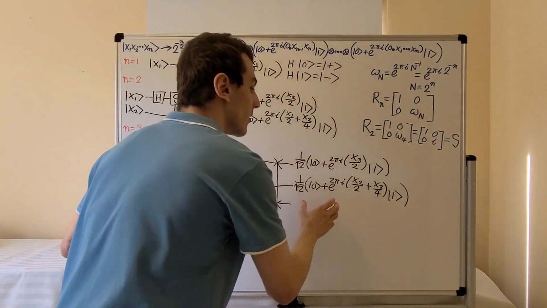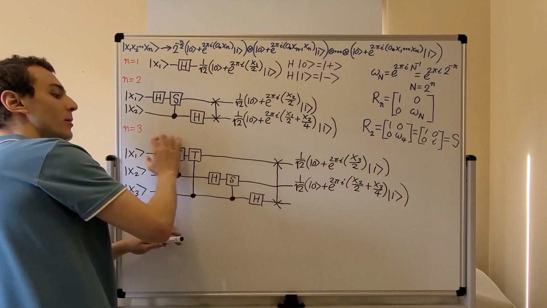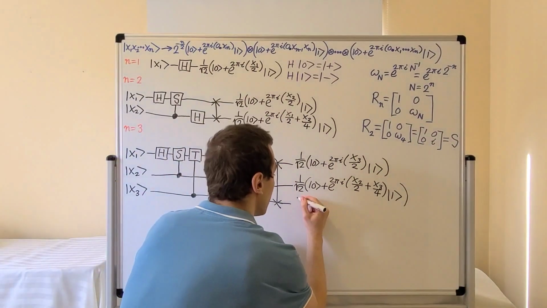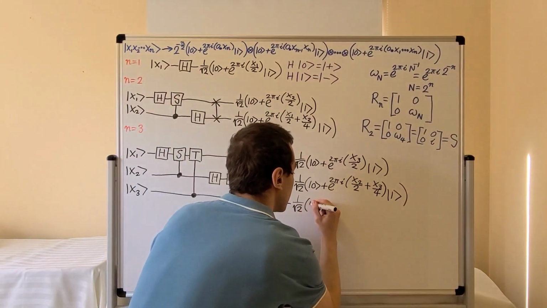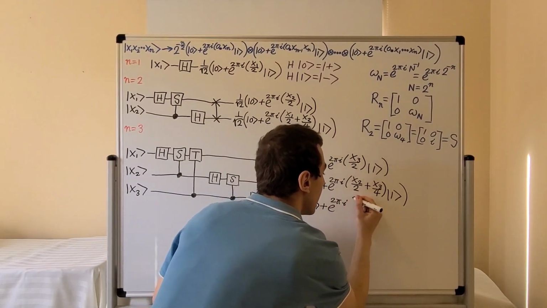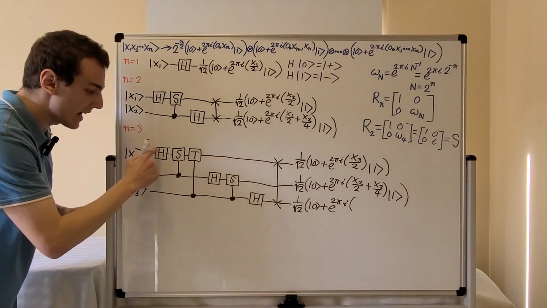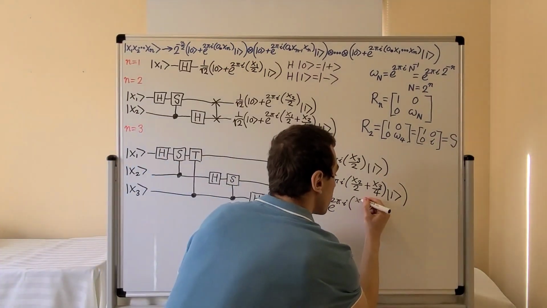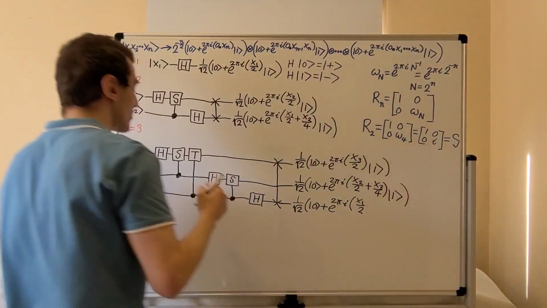And then, what about this final one? That's actually what we have up here. That's all three of these terms. That is 1 on root 2 times 0 plus e to the 2 pi i. And then we're going to have first x1. So that's x1 on 1/2. That 1/2 comes from the Hadamard.